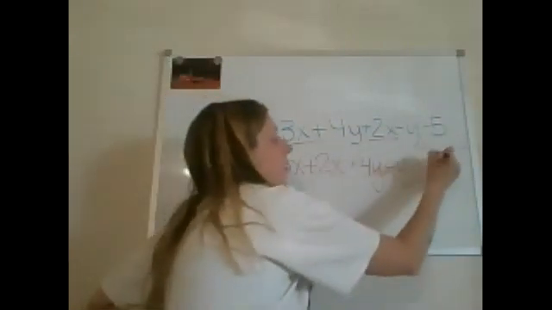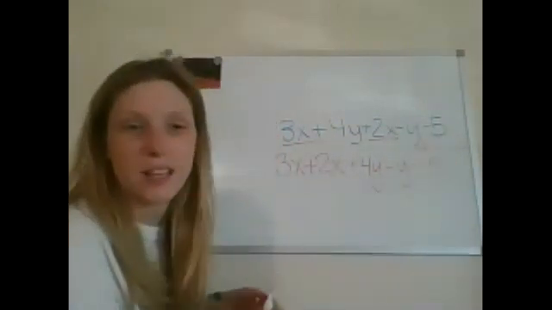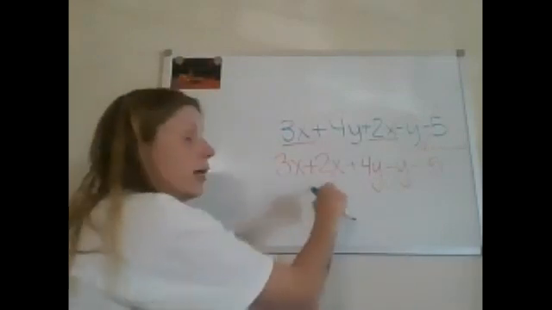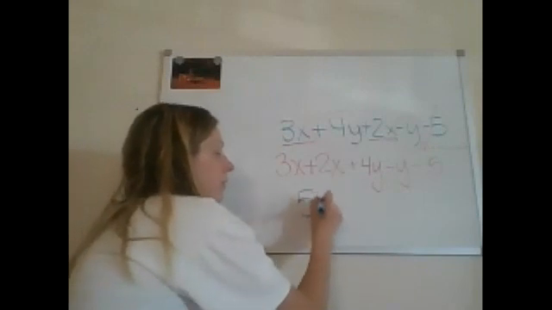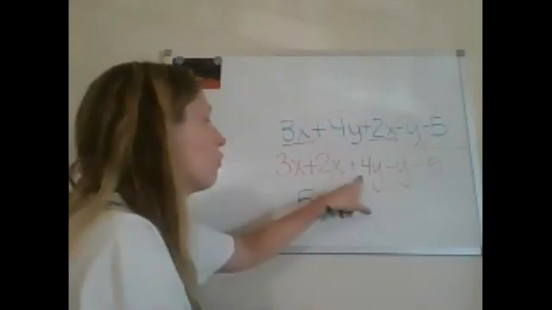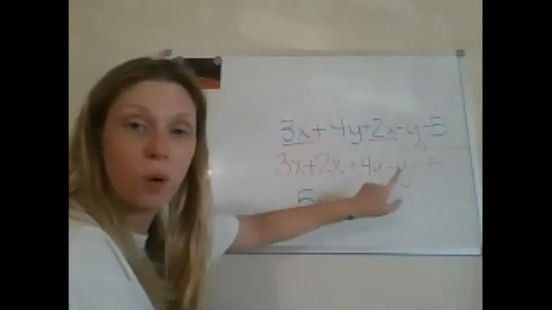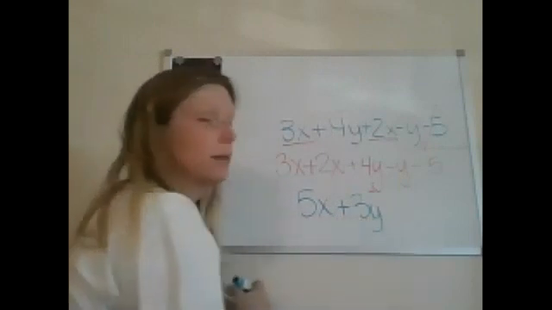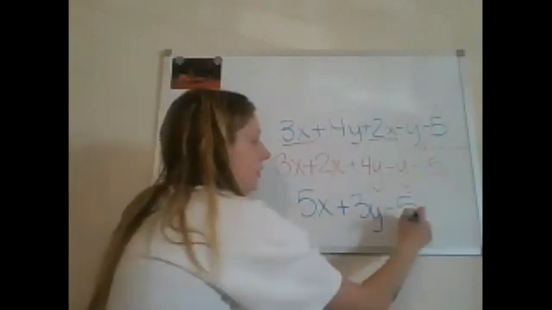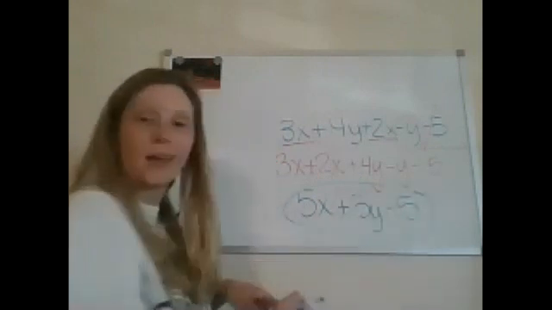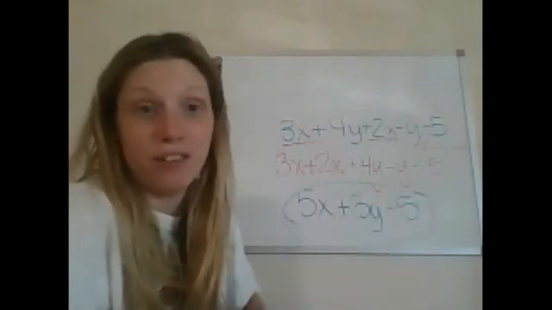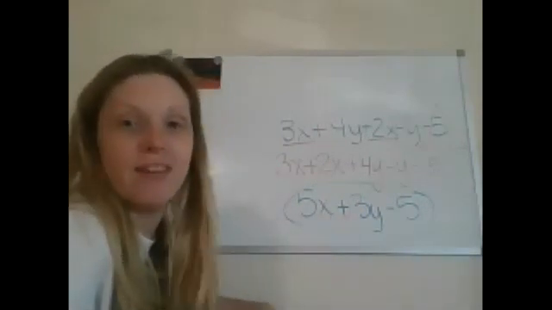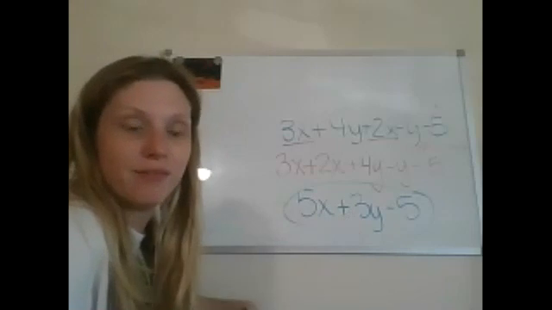So that minus 5 just tags along because there's nothing that it's going to be combined with, okay? Now we can simplify. So 3x plus 2x, that gives us 5x. 4y minus y, so 4y minus 1y would give us 3y. And then minus 5 doesn't have anything to attach to, so it just tags along. It's here for the fun. It's ready to party. And there's the party, 5x plus 3y minus 5.